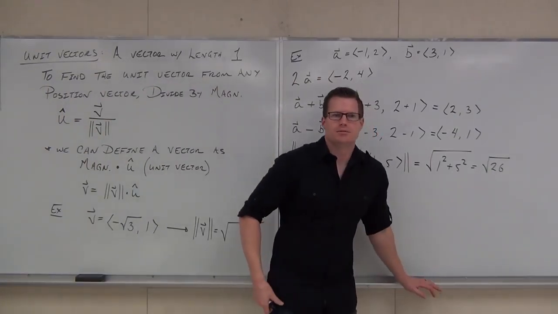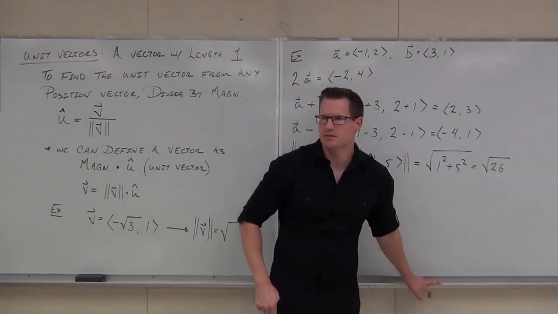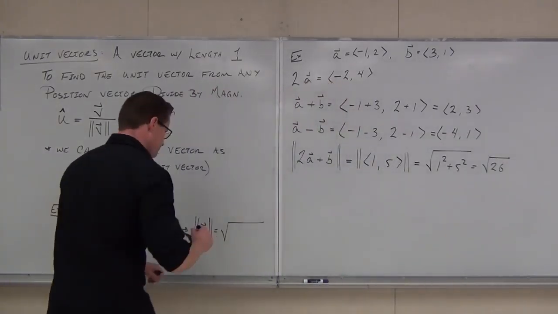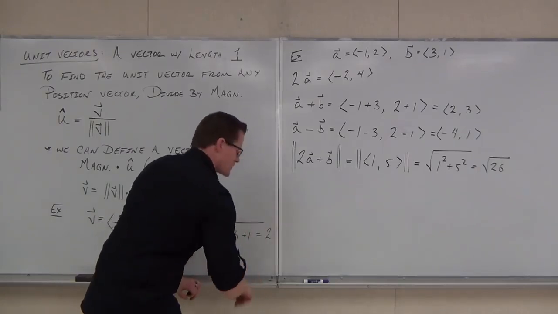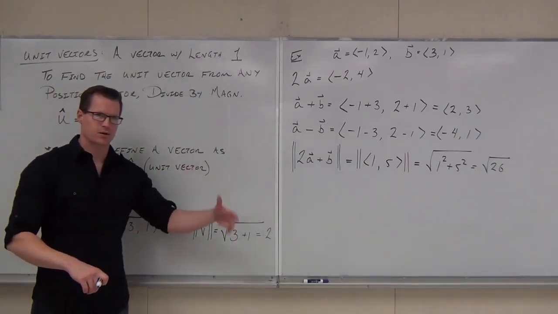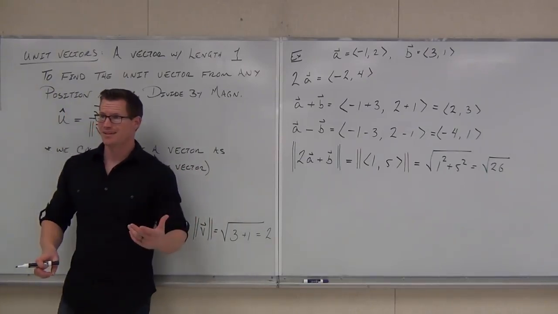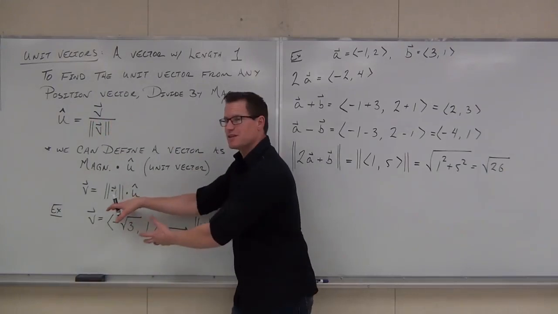Can a magnitude ever be negative? That's why it looks like absolute value. It's giving us just a distance. Distance can't be negative. I got 2. Did you get 2? Yes. That's awesome. Square it, add it, square root: 2. Are we done? Is 2 the unit vector? No, 2 is the magnitude of this specific vector.